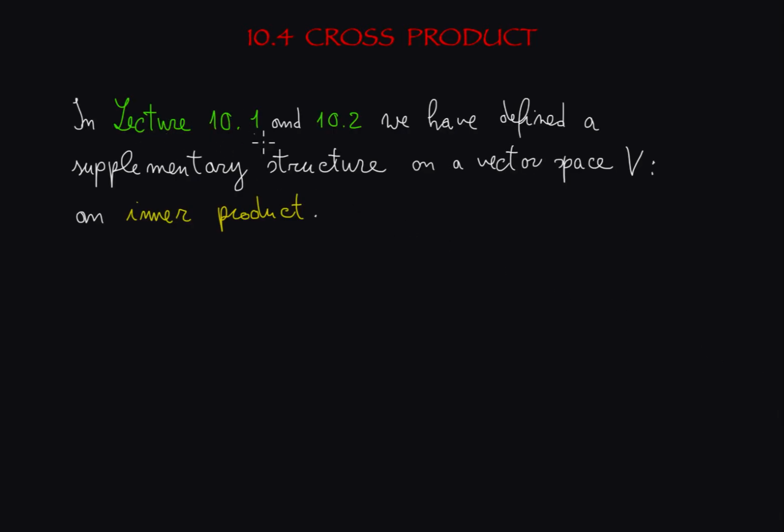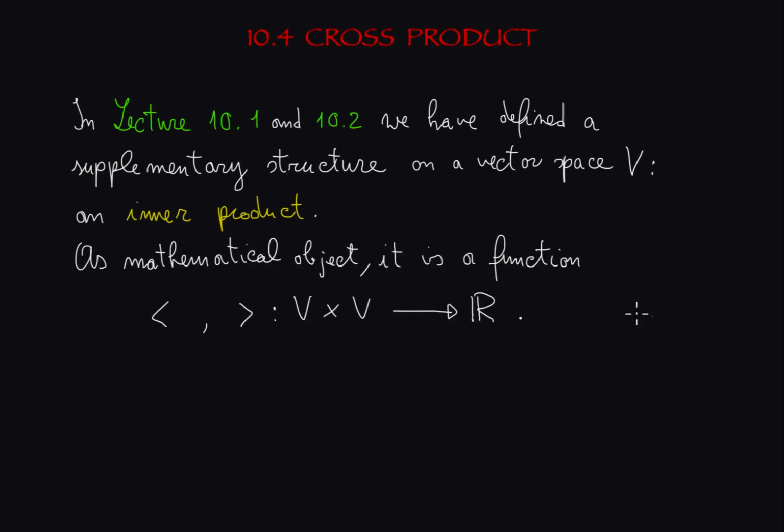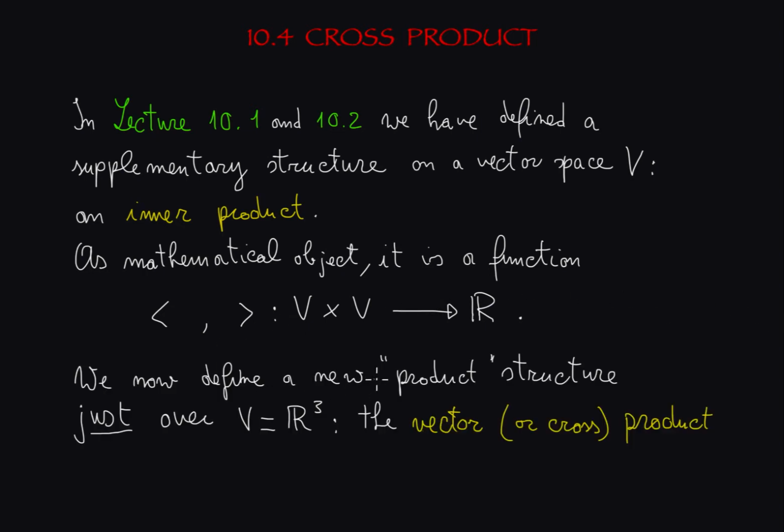In lecture 10.1 and 10.2, we have defined a supplementary structure on a vector space V, called an inner product. As a mathematical object, it is a function that associates to a pair of vectors in a vector space V a number, a scalar in R. We now define a new product structure just over V equal to R3, called the vector product or the cross product.